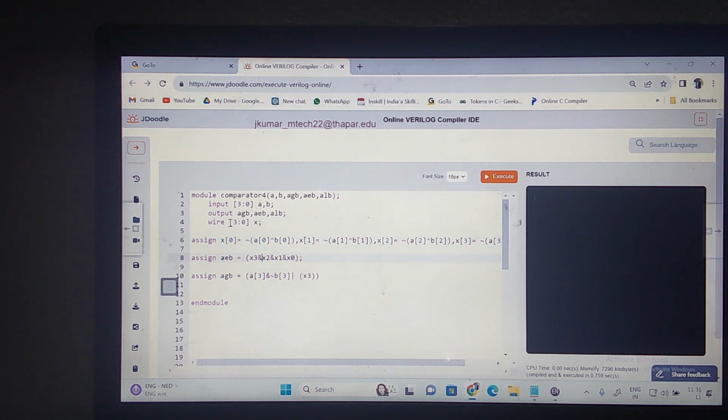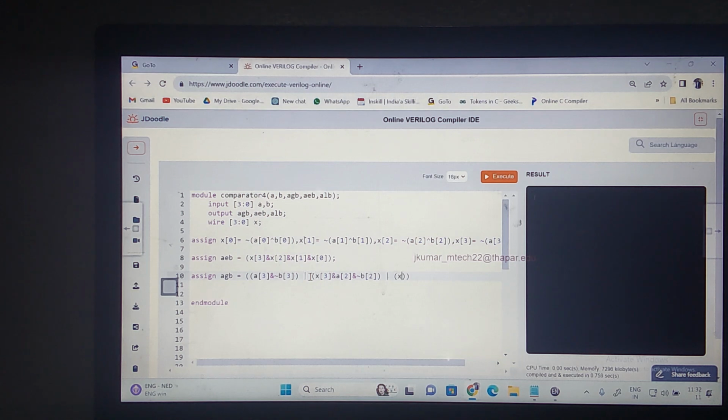Now here what I need to do? X of 3, right? This is x of 2. This is x of 1. This is x of 3. Now I need to write this. What operation? And operation. A of 2, again and operation, not of B of 2. Again, I'm going to do OR. Again I'm going to put it into the parenthesis. It is recommended to put it into the parenthesis. Here also, if you want, you can put this into parenthesis. This is one expression, I'm going to put it into the parenthesis.